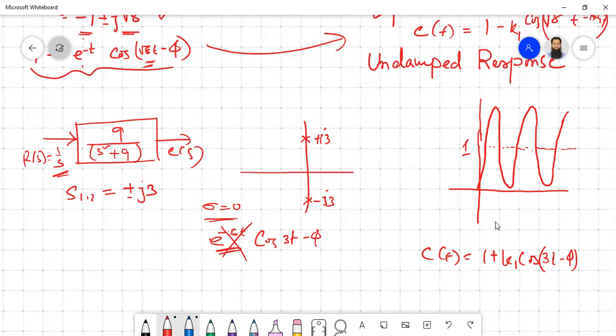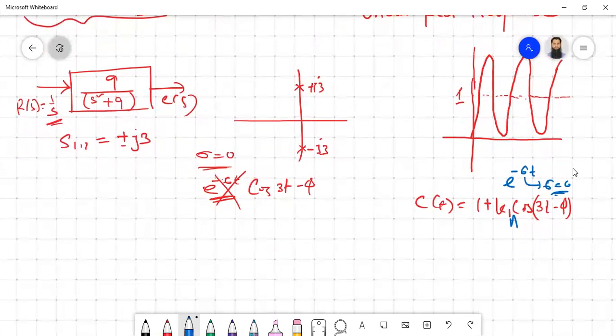It is never decaying because the decaying exponential component, with the power sigma t, has sigma equal to 0. That is why it is always a sustained oscillation. So what name should be given to this? Undamped, without any damping. So this is the undamped response.